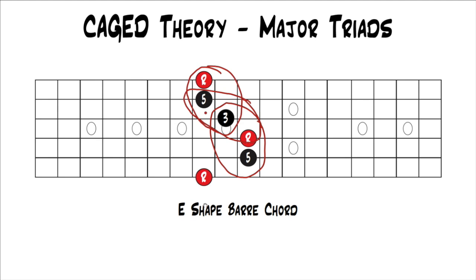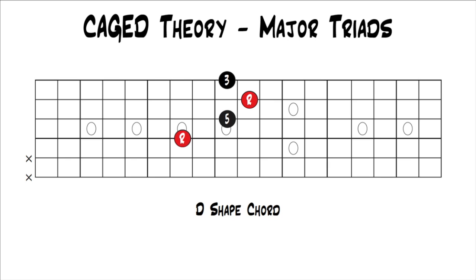and right here. Now we're on to the last shape, which is the D shape, and in the D shape you only have one, and it's pretty easy to see. It's right here, and that's second inversion.